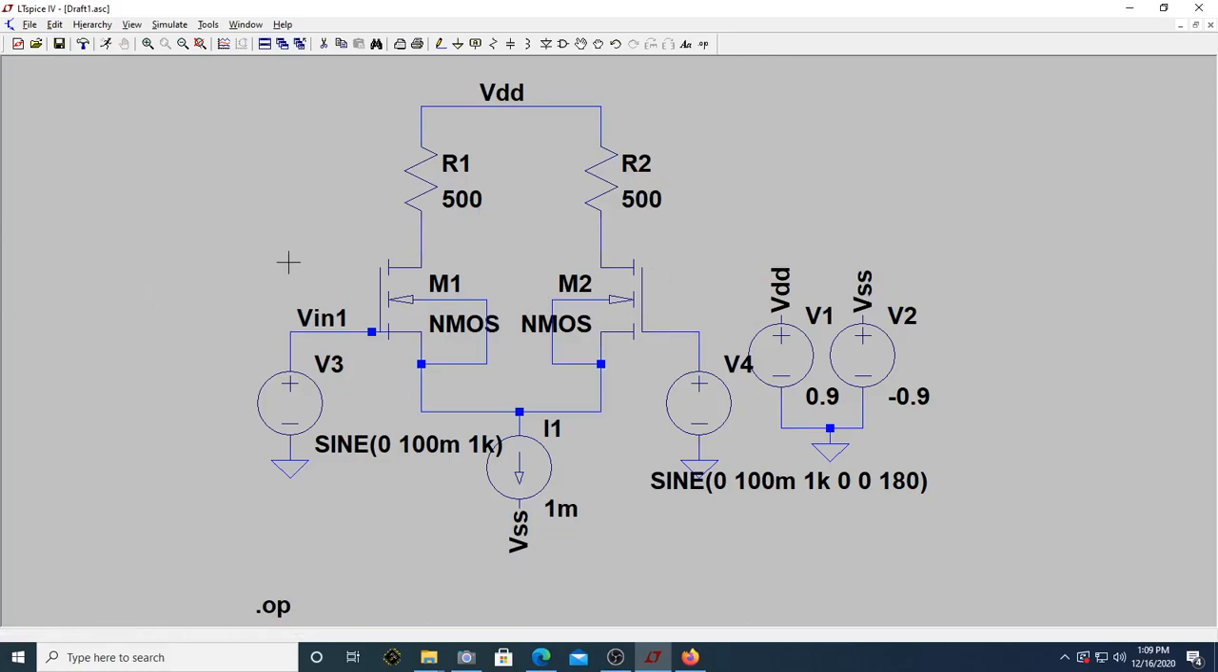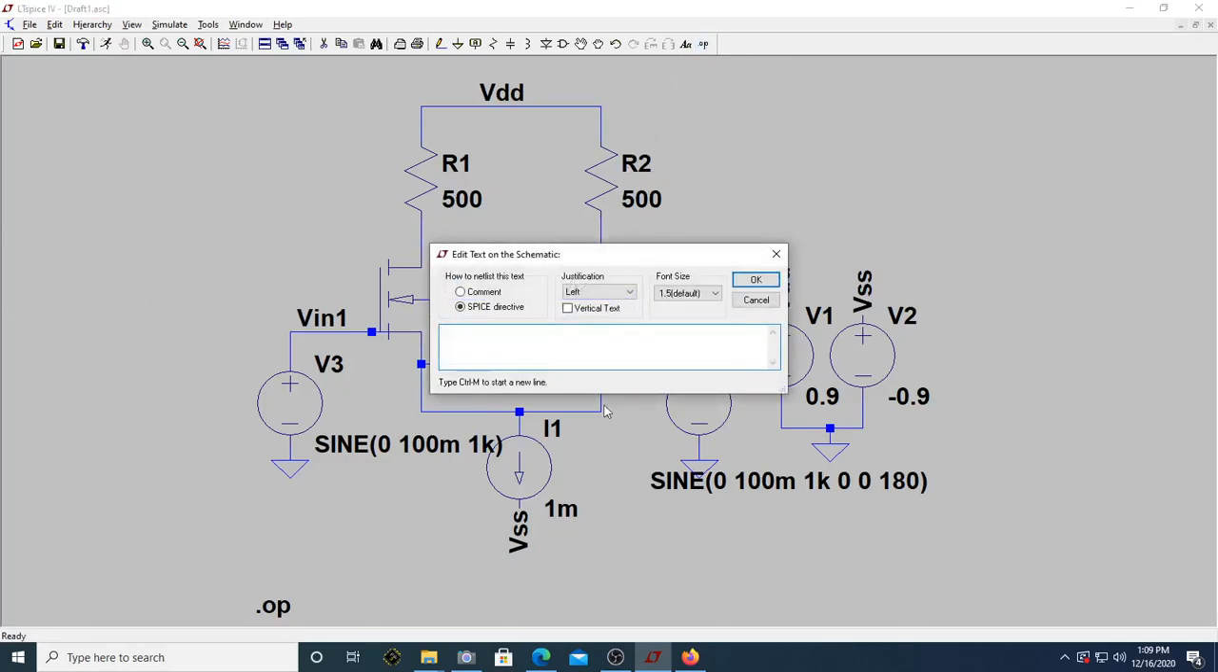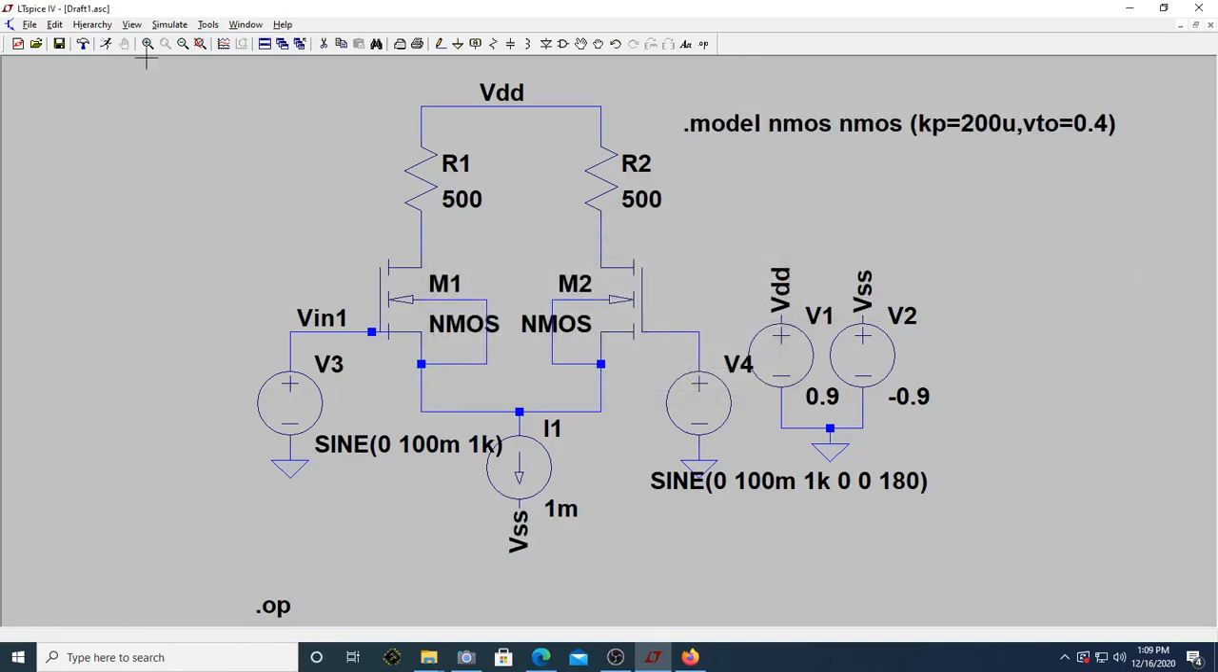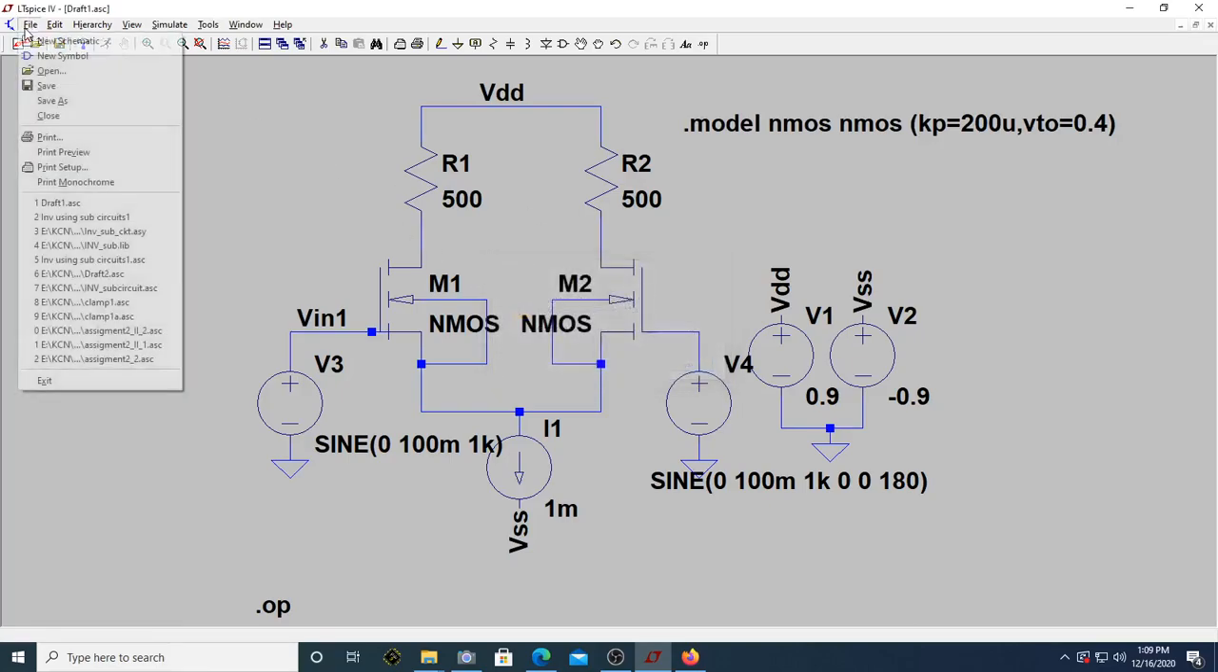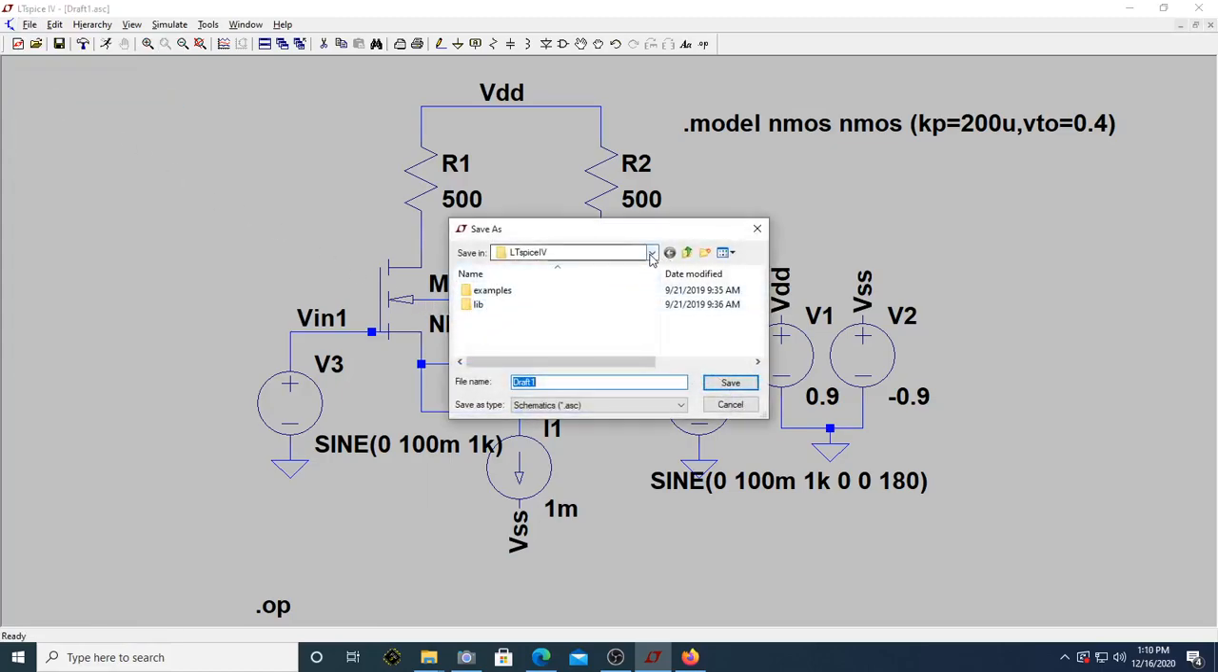The one initial thing, of course, one important thing that we have to do is we need to define the model file. Dot model NMOS, here KP is equal to 200U, comma VTO is equal to 0.4. I think this is enough for the first level. Okay, NMOS, I need to type it twice. This is NMOS KP, fine. Now we just get it properly. Let me save this. Oh, sorry. Let me just save it in save as. Okay, let me just put it.